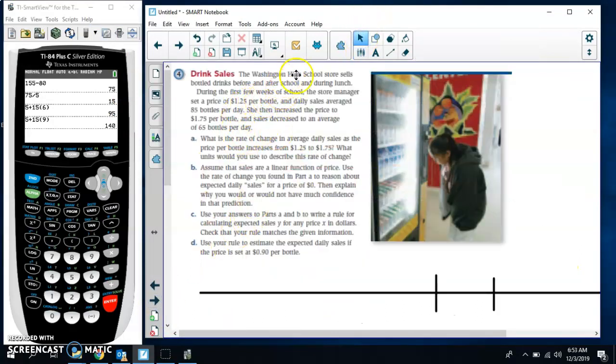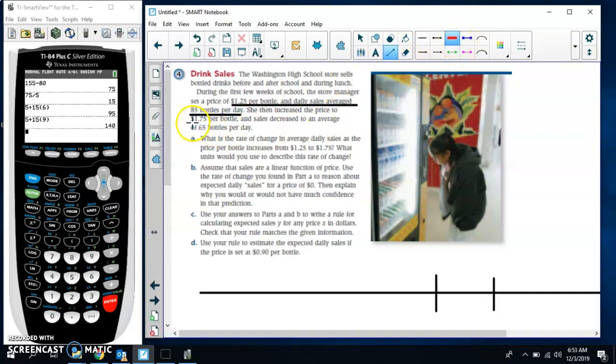Problem number 4. The Washington High School store sells bottled drinks before and after school and during lunch. During the first few weeks of school, the store manager set a price of $1.25 per bottle, and the daily sales were 85 bottles per day. And then they changed the price to $1.75 per bottle, and the sales decreased to 65 bottles per day. It says, what is the rate of change?